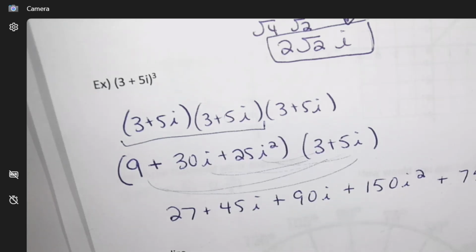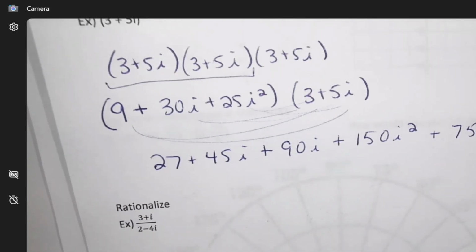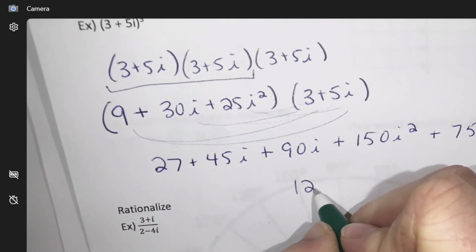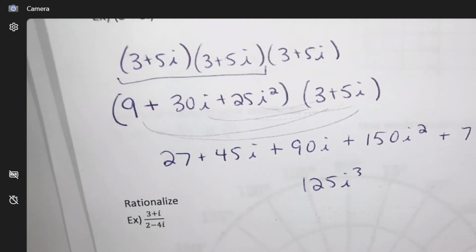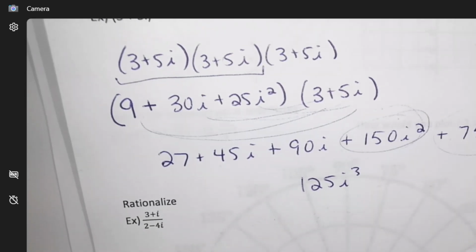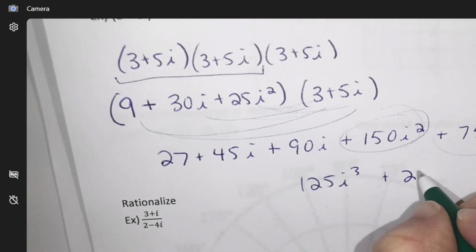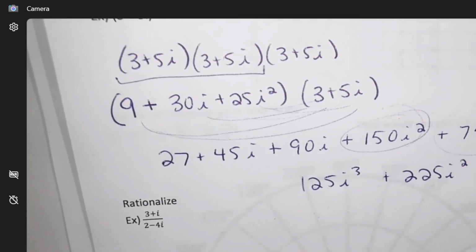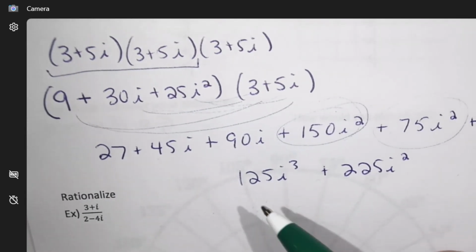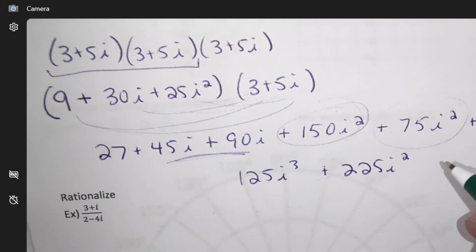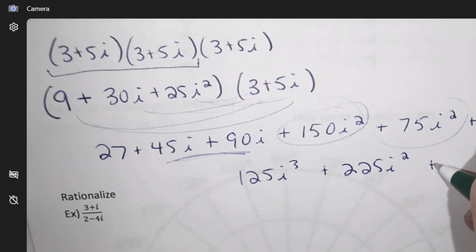Okay. Wow. I'm going to go 125i cubed first. Okay, what do I got for I squareds? I can put, what is that, 225? No one's disagreeing? And I'm going to put these together. So what is that, 135?